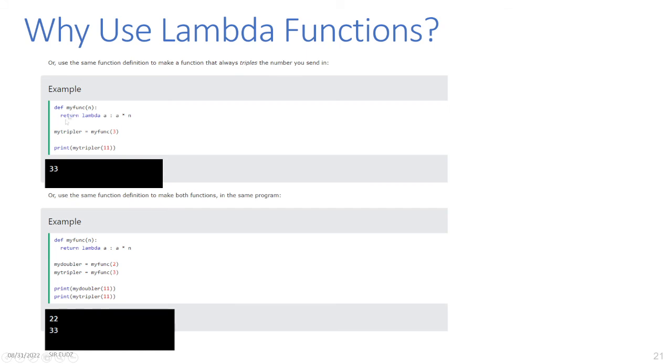Okay, so using the same my function, so this time it will print 33, or the same function definition to make both functions in the same program. So we have my doubler, so we use 2 to double the value, and we use 3 to triple the value. So you print my doubler 11, print my tripler 11, so this will print 22, the other one will print 33.